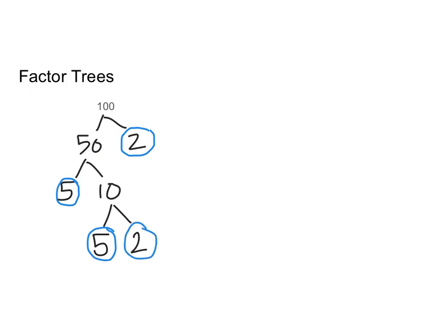So now I have found my prime factorization. So I can write it out. 2 times 5 times 5 times 2 equals 100. So the prime factorization of 100 is 2 times 5 times 5 times 2.